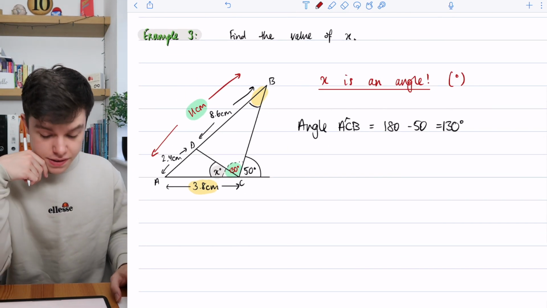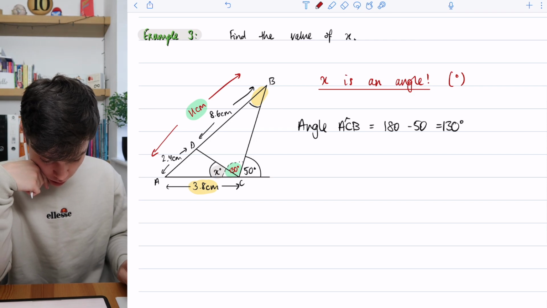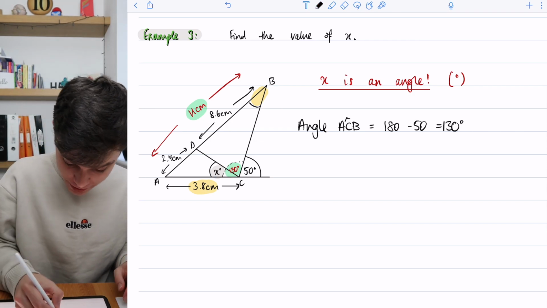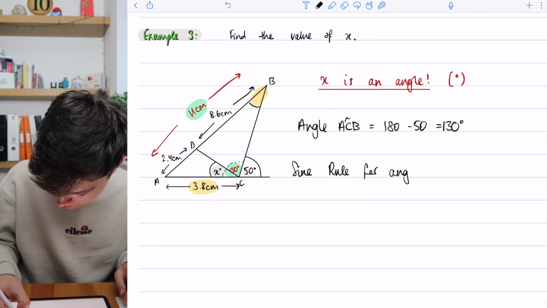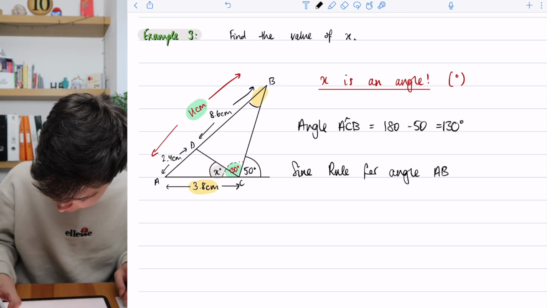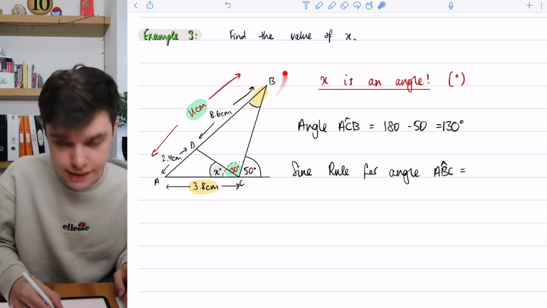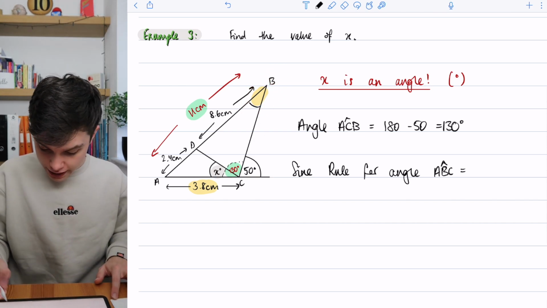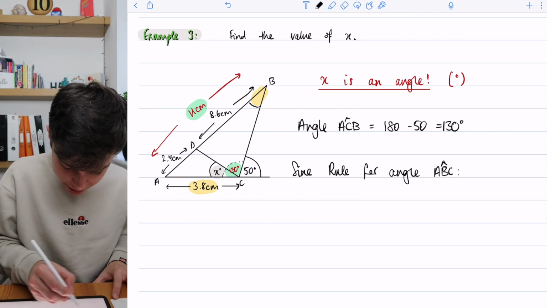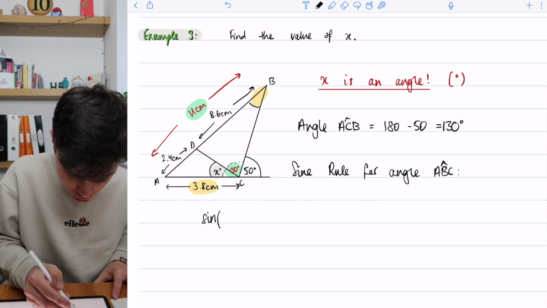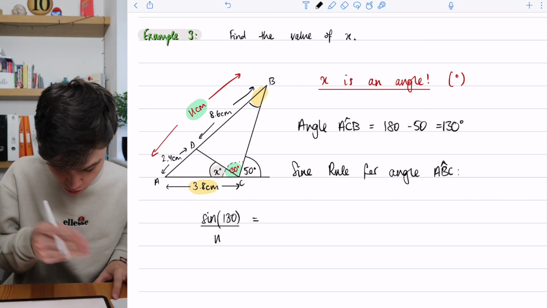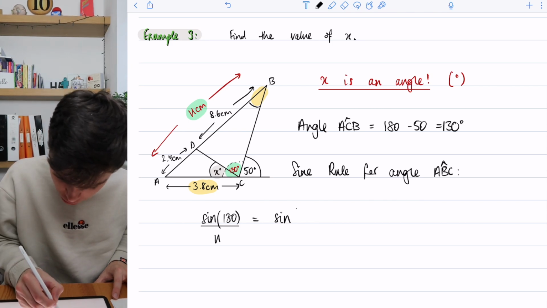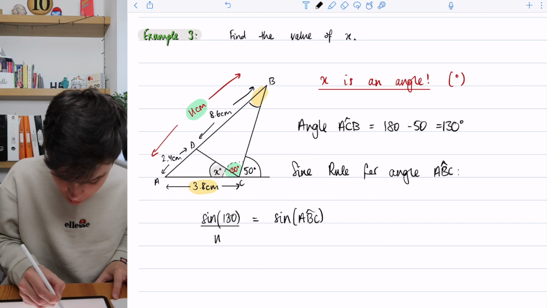Now I can use the sine rule to work out what angle B is. So I'll write that here. Sine rule for angle ABC, I should really put. It's just the angle that is situated at point B. Working that out, this is what I'm going to get: sine of 130 divided by its opposite side, 11, will be equal to another ratio, sine of angle ABC, divided by the side opposite, 3.8.